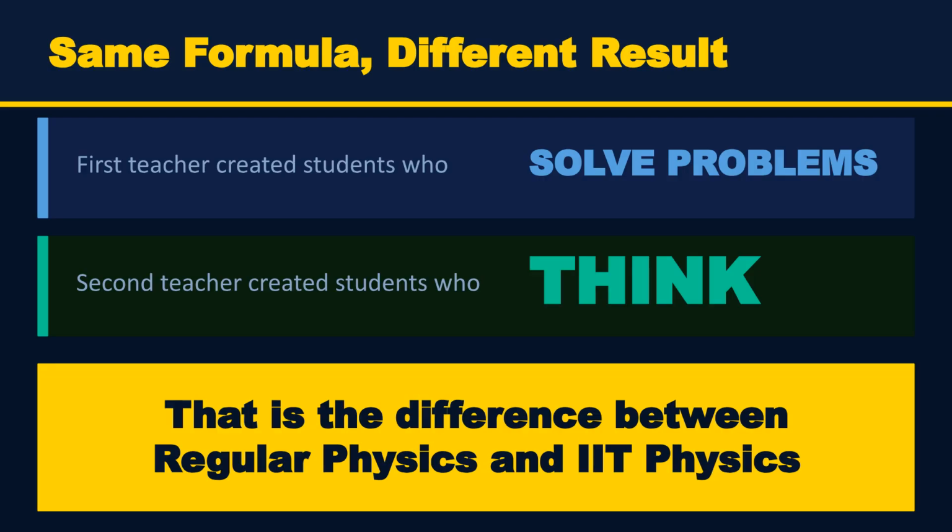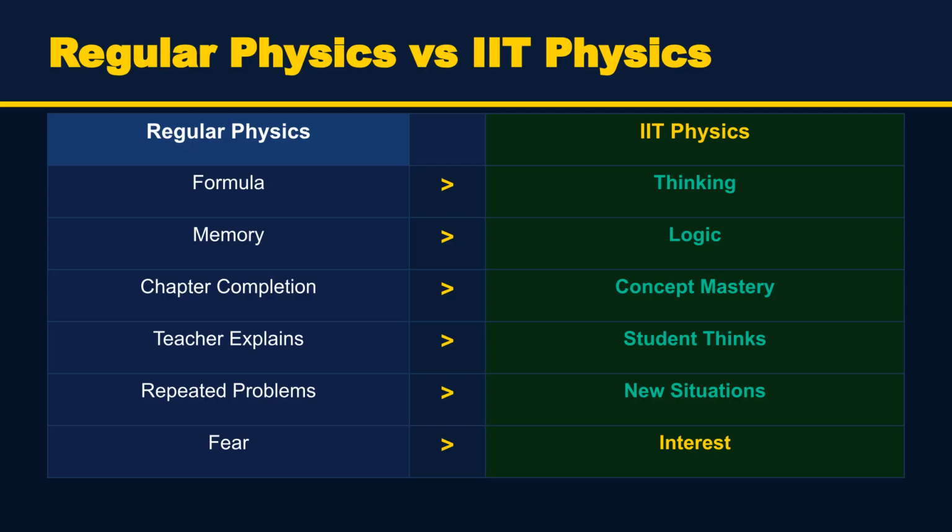IIT exams test thinking in new situations, not memory. Regular physics focuses on formulas, memory, chapter completion, and teacher explanation, often leading to repeated problems and fear. IIT physics emphasizes thinking, logic, concept mastery, student thinking, new situations, and interest.